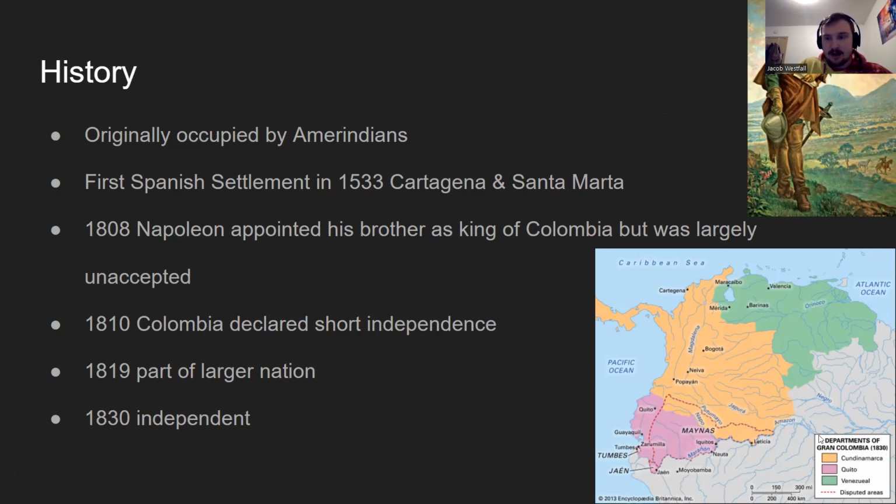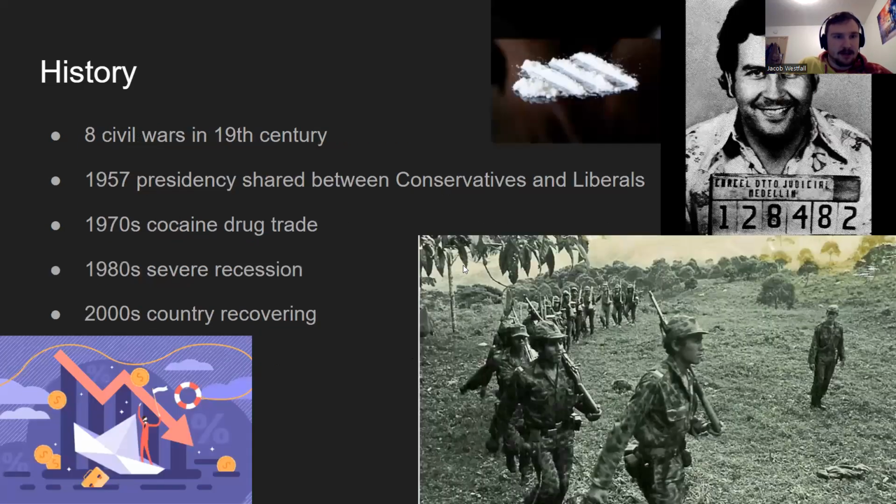And in 1819, the Department of Gran Colombia was established, basically as Panama, Colombia, Venezuela, and, I am blanking on this country's name, but up until 1830, it was called Quito. In 1830, Colombia became largely independent, and eventually Panama gained their independence, forming what we know as Colombia today.